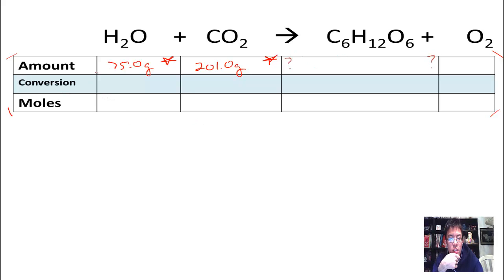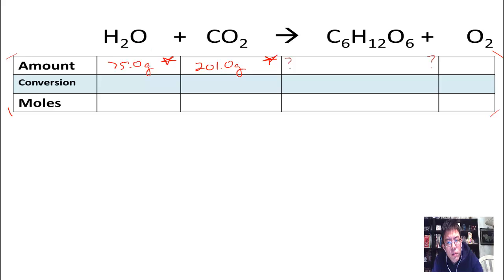Again, as we said, this 75 grams can produce a certain amount, and this 201 grams can produce a certain amount. So we want to see how many moles of glucose we could produce from each of these, and then we're going to pick the smaller one, because that one can produce less of the C6H12O6, and that's going to limit the reaction, or limit the product that we can create.